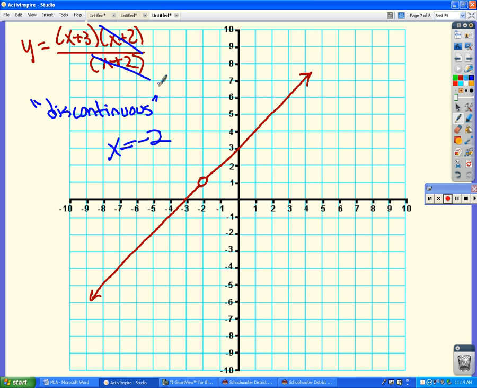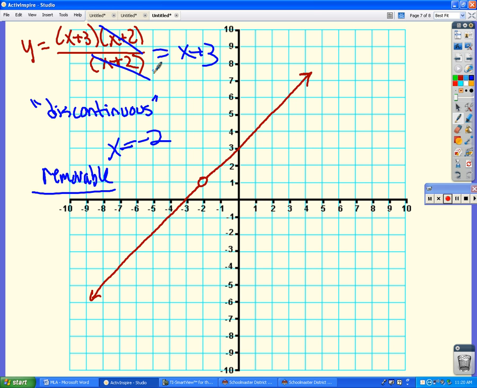So since I can do that, this is called a removable discontinuity, okay? Because I can remove that discontinuity from the function by canceling it with the thing on the top. That's called a removable discontinuity because now I have rewritten the function as x plus 3, which would be the exact same thing as this.